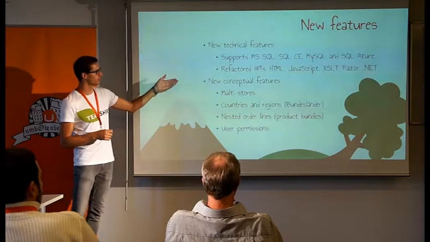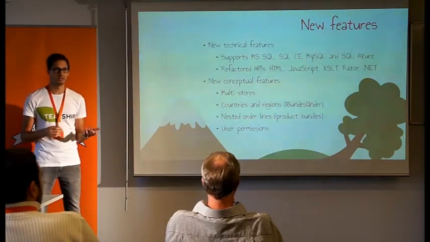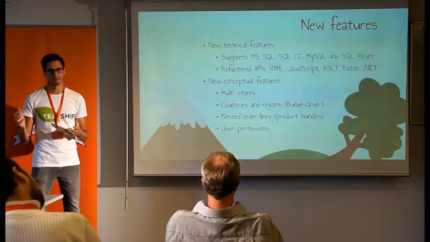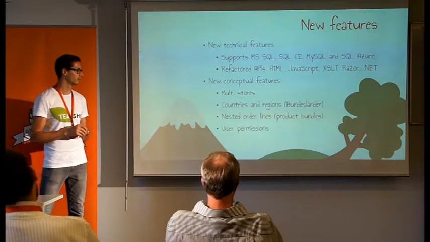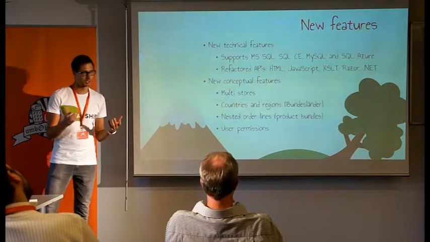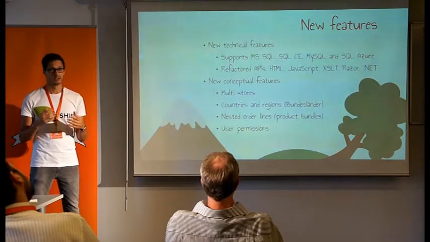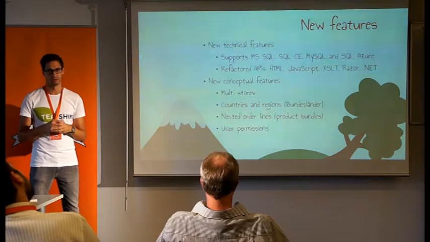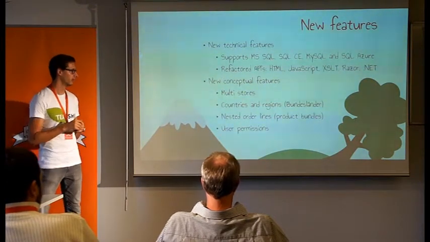And again, some new conceptual parts we added was multi-store support, so you can have a B2C and a B2B web store in the same Umbraco solution. You can have different brands, whatever you can think of. We also added regions. We had countries, but regions like US states or Bundesländer here in Germany. So you can specify a shipping method is only available in different parts of Germany. So you have a lot of flexibility there.